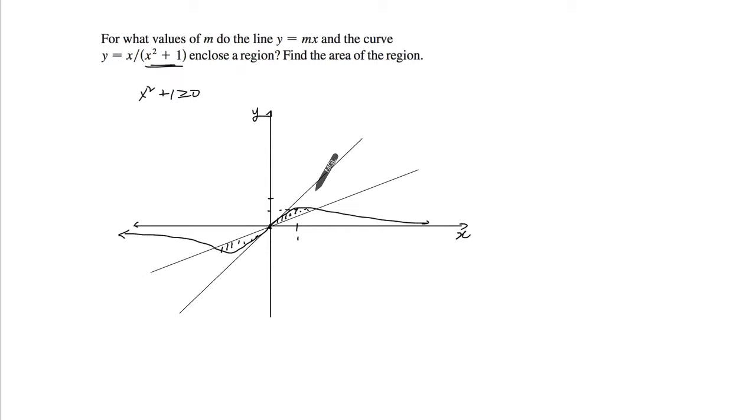Okay, so let's consider just the right side, because of the symmetrical nature, right? We don't need to really be concerned with the left and the right side. And let's consider that area. Let's do a setup. Okay, from 0 to the intersection point between this and this. So let's do that here. x over x squared plus 1 equals mx.